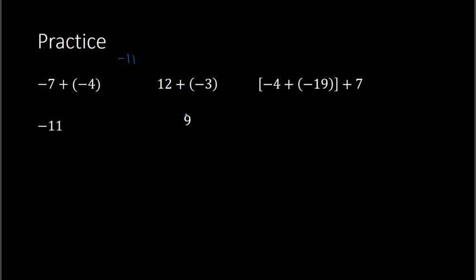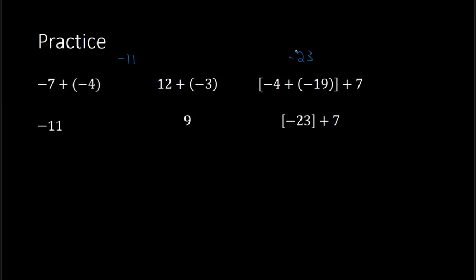And then lastly, we have -4 plus -19, in brackets, and then add that with 7. So we begin within the brackets. The -4 plus -19, we'll do that first. So we have two negatives being added together, and the signs are the same. So I add the 4 and 19 to get 23, and then I keep the sign, which was negative, so it's going to be -23.